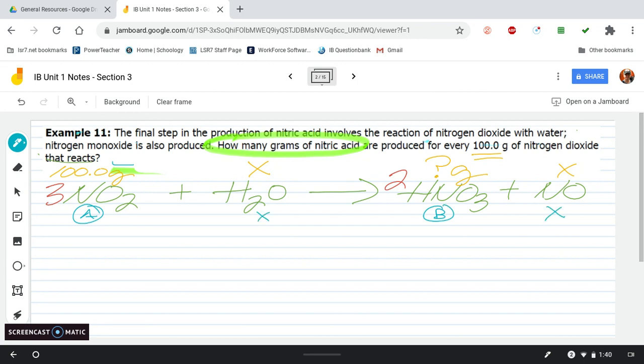So that's kind of what's going to go on. So from chemical A, we're going to start with the number, the unit, and the chemical. So we're going to go 100.0 grams of NO2. And then we're going to go ahead and convert it to moles.